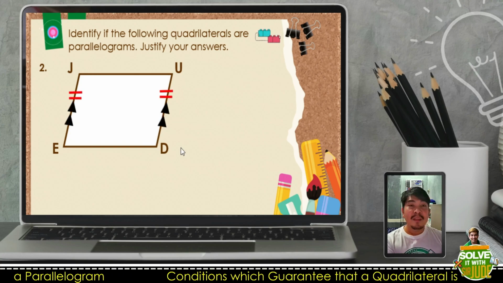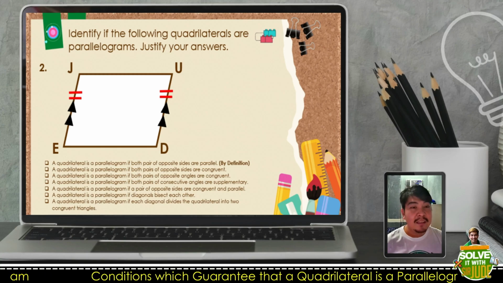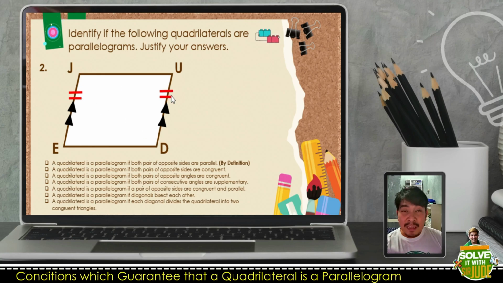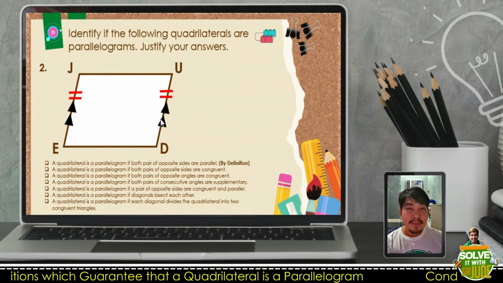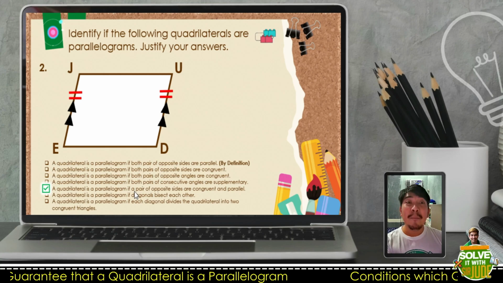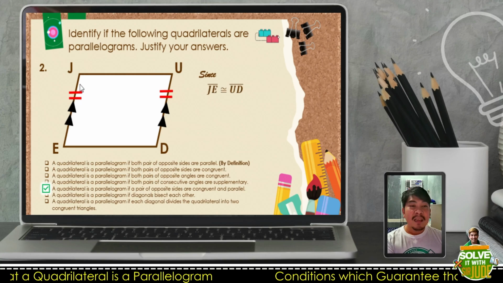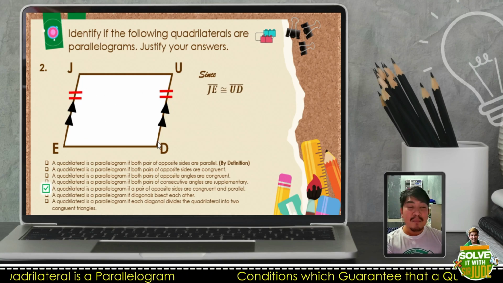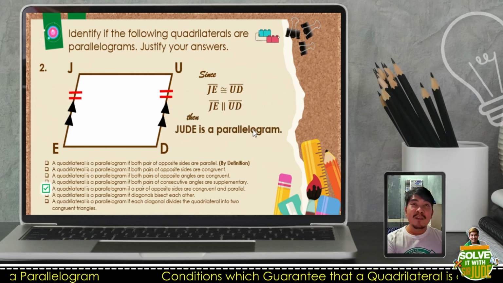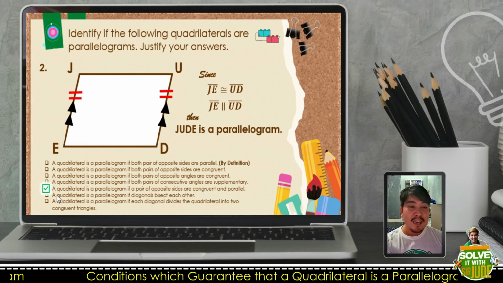So next, let us have number 2. So we now have the following markings. Which of the following conditions is satisfied? So if you can see, merong isang pares na congruent na at the same time parallel pa. So that is, the condition a quadrilateral is a parallelogram if a pair of opposite sides are congruent and parallel. So since segment JE is congruent to segment UD, at the same time they are parallel to each other, then we can say that JUDE is a parallelogram. So what is the reason? Because of this condition. Ayan.